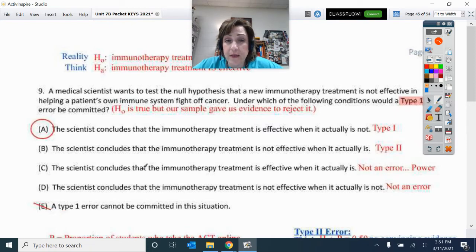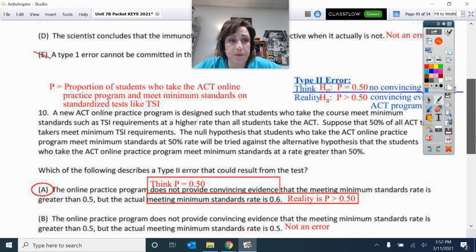On C, keep in mind it's not an error, because you are making the correct decision. In fact, you are detecting the effect when there actually is an effect. That's power. All right, and then D is not an error either.